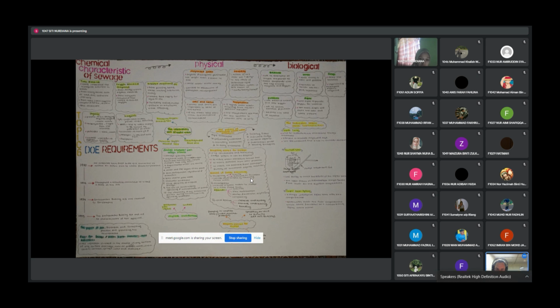Makin slow je. Apa tu? Makin perlahan je ni.